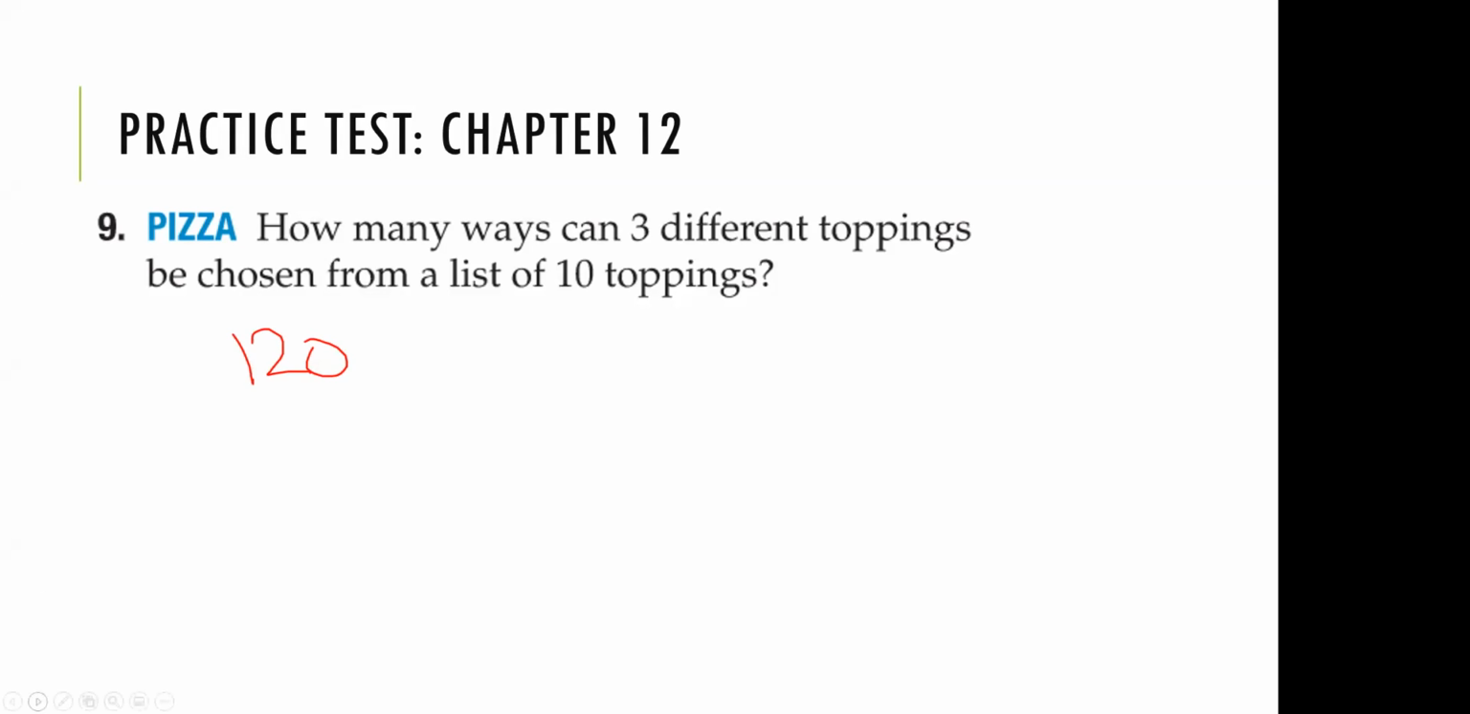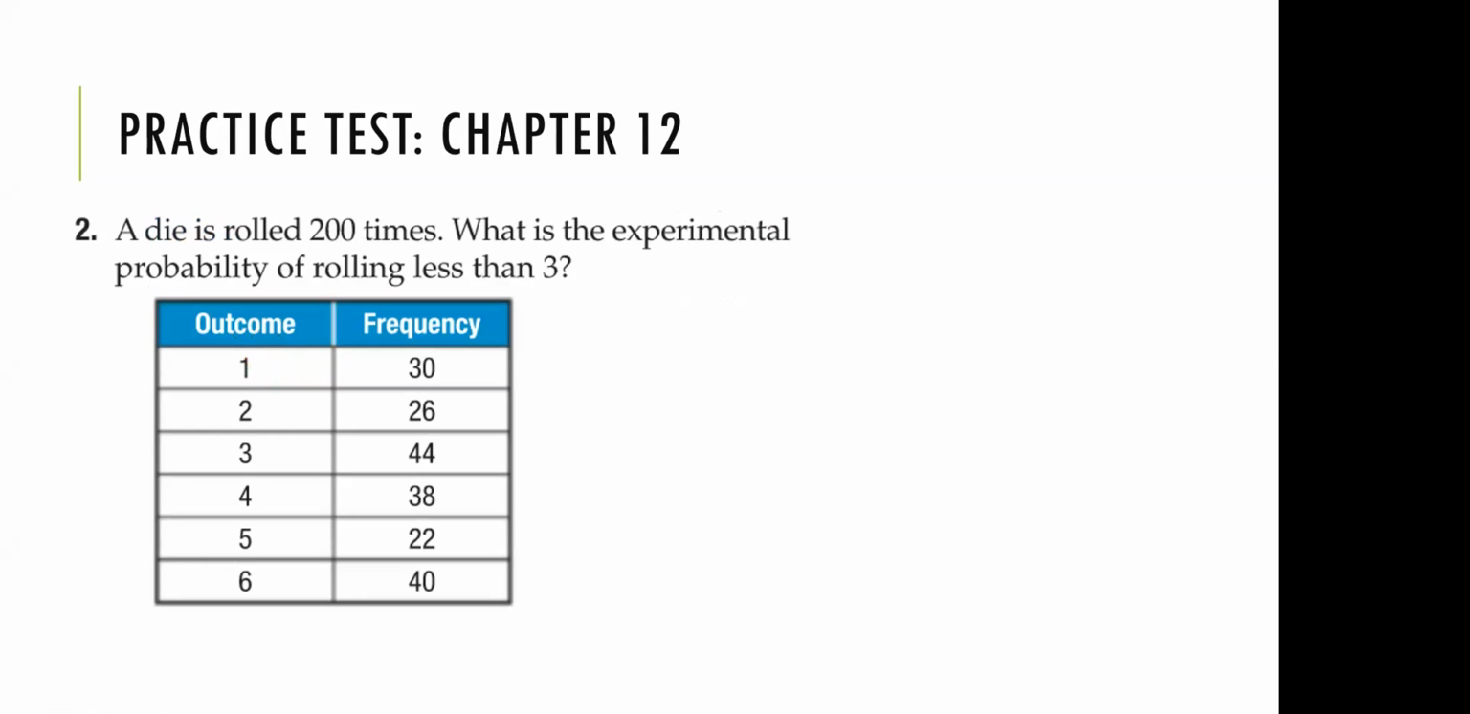All right, and then problem number 2 says a die is rolled 200 times. What is the experimental probability of rolling less than 3? Okay, so they want the experimental probability. When asked what the probability something happens is, we would calculate it by dividing the total favorable outcomes by the total number of outcomes, right?